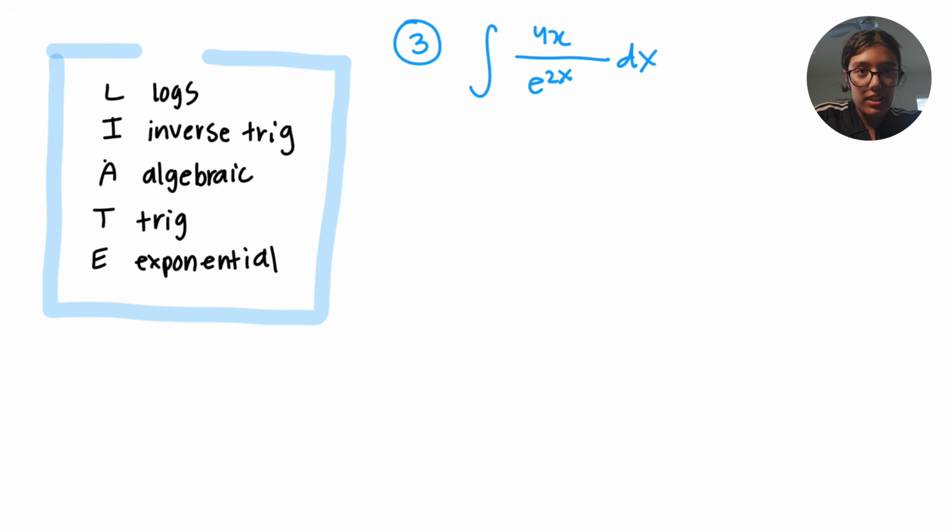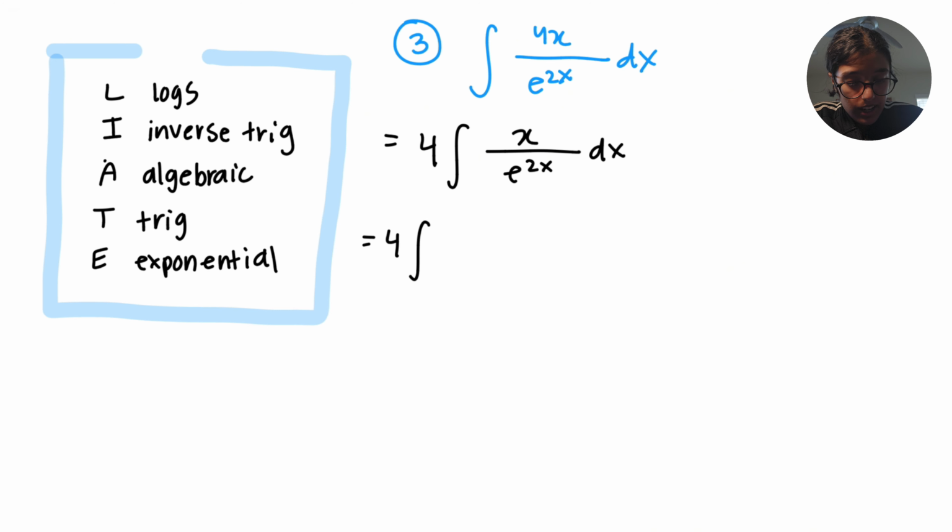Now to simplify this integral, I'm going to take the 4 out. So I get 4 integration x e to the power of 2x dx. And I'm also going to rewrite the denominator as e to the power negative 2x dx. And this just makes the integration part a bit simpler. You'll see what I mean right now.